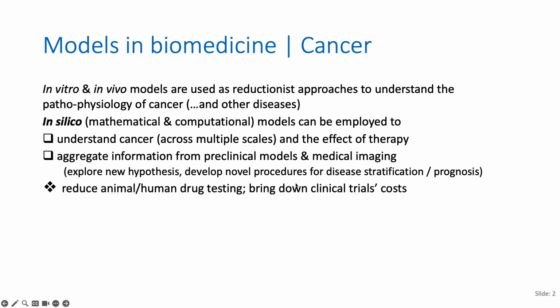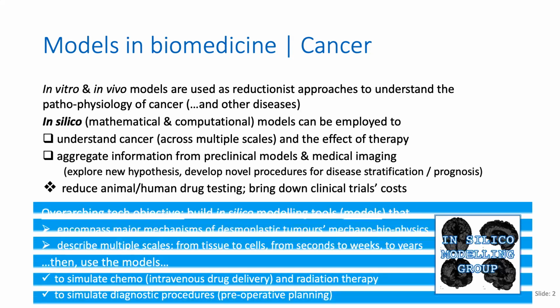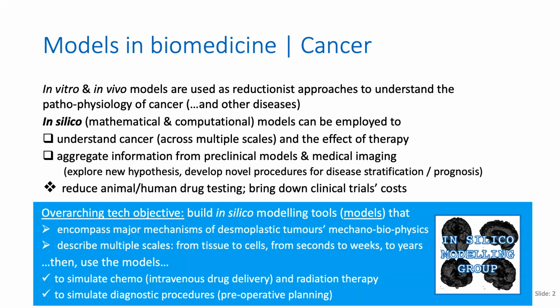And I guess the overall aim of in silico modeling is to use it as a tool towards reducing animal testing and the costs associated with trials on humans. Now, that's where we come from. What's our focus? What we aim for in our group is to build in silico models and tools, we call them models in short, that encompass major mechanisms of tumors. Primarily, we are focusing on solid tumors.